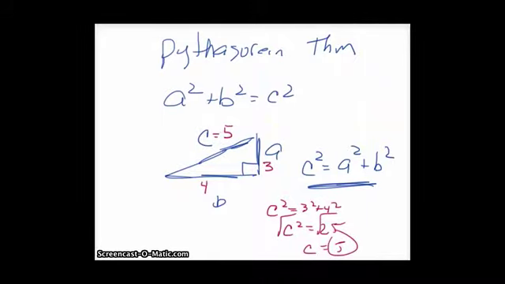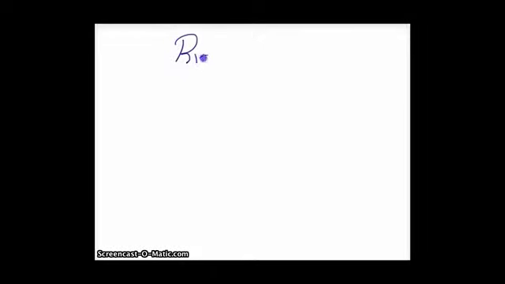Now you could use the Pythagorean theorem in a lot of different ways, but the point here is that we're going to use this a lot in trig, and be mindful of that. Okay, what I want to do now is talk about right triangle ratios. This is number 4.